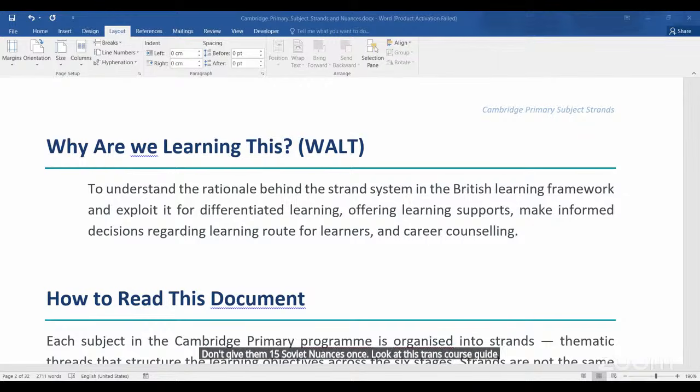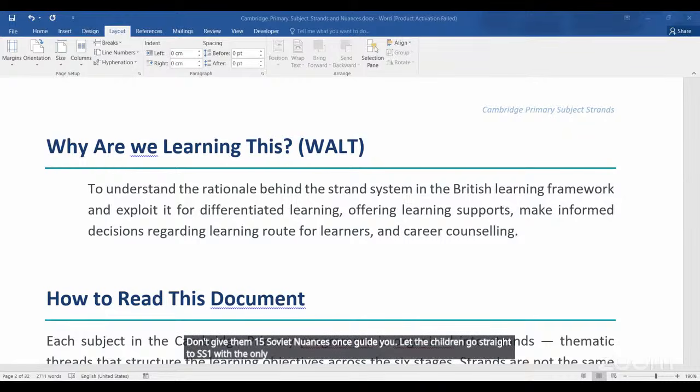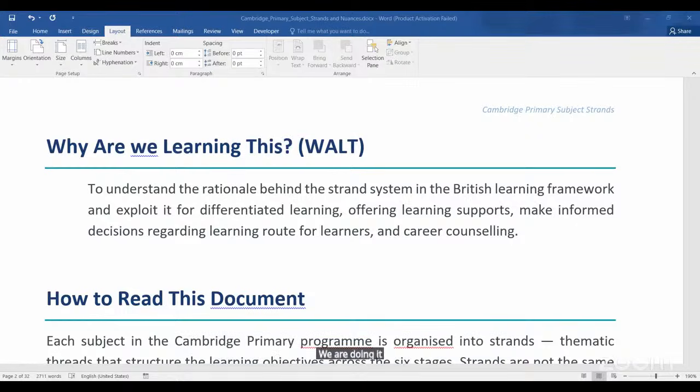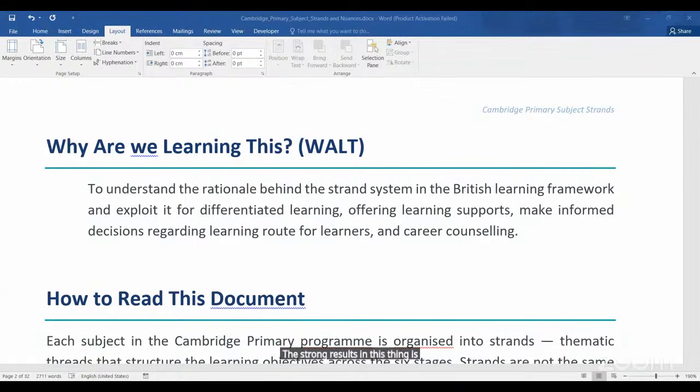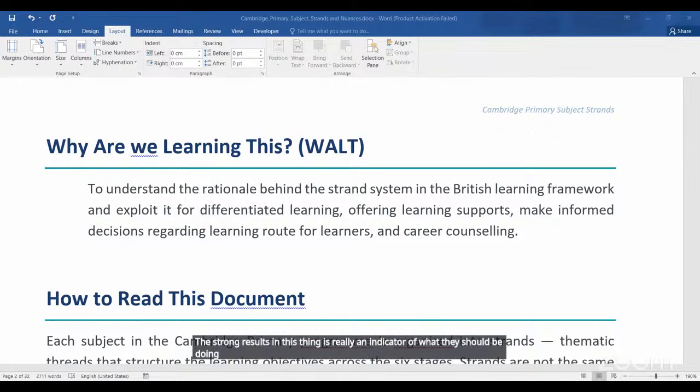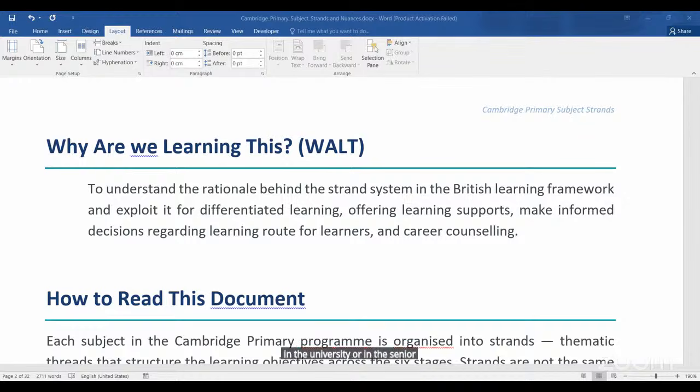Let the children go straight to SS1 with only the number of subjects they have to do in WAEC, 7 or 8 subjects. Simple. We are doing it wrongly by saying let them do many subjects in SS1. No. They don't have time for that. That's why some of them don't do well in exams. The strand result is already an indicator of what they should be doing in the university or in the senior class. That is the reason behind it.